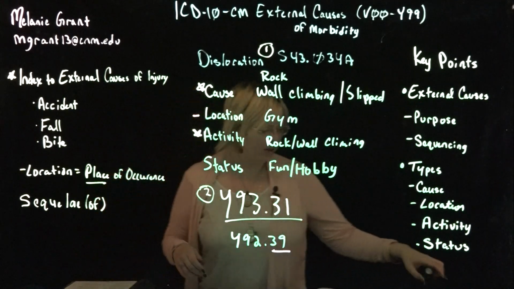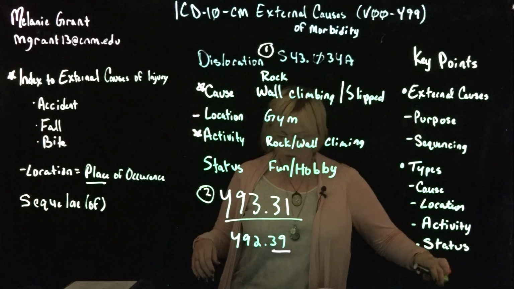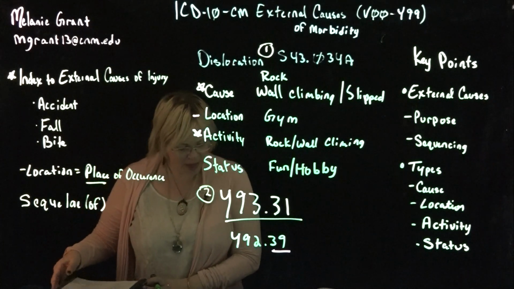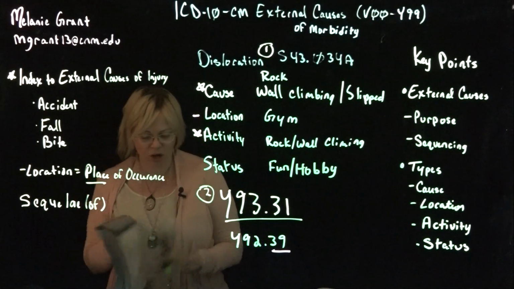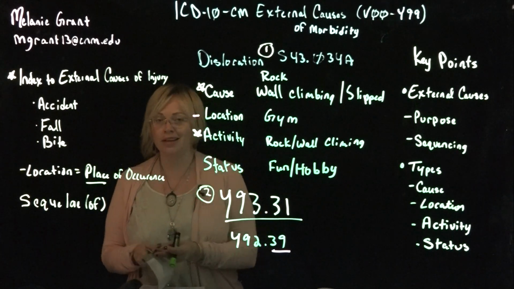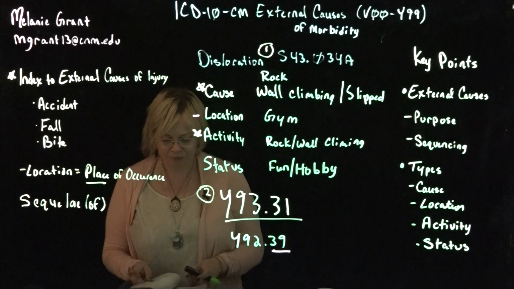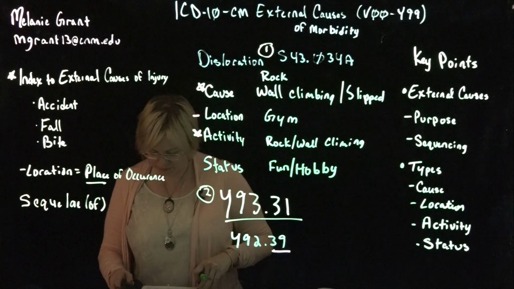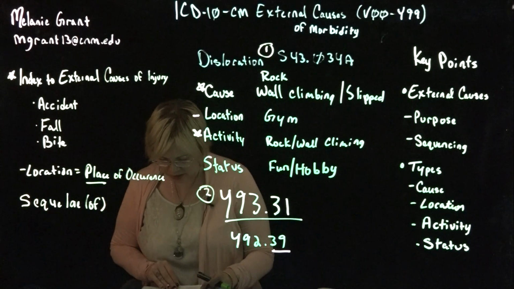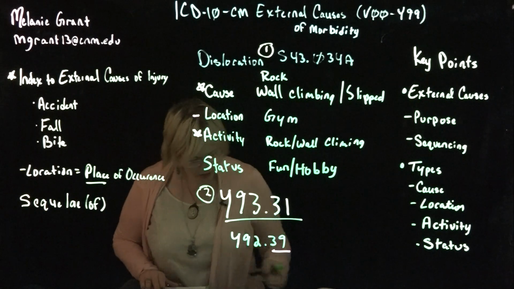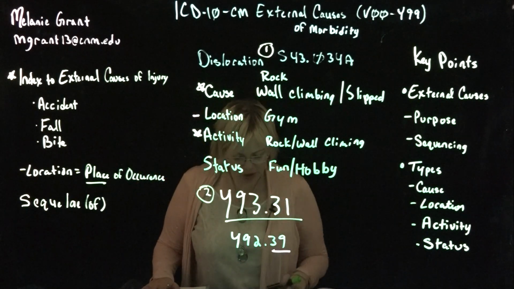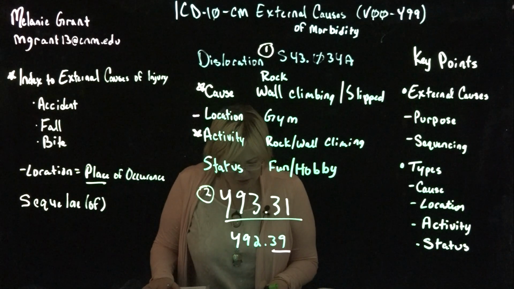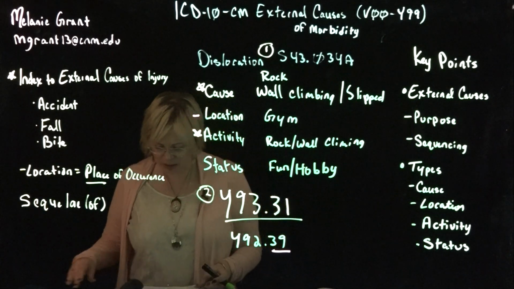Okay, so we get to our last one here, which is going to be what the patient's status was. So again, I'm going to go all the way back to the very beginning of my external cause alphabetical index. And again, I like to have that tab because it sure makes it easier. This one's going to be fairly easy because I'm just going to look in my alphabetical index and say, okay, what was their status? They were doing a fun hobby, right? So for the status, we want to look at external cause of status is hobby, not done for income.